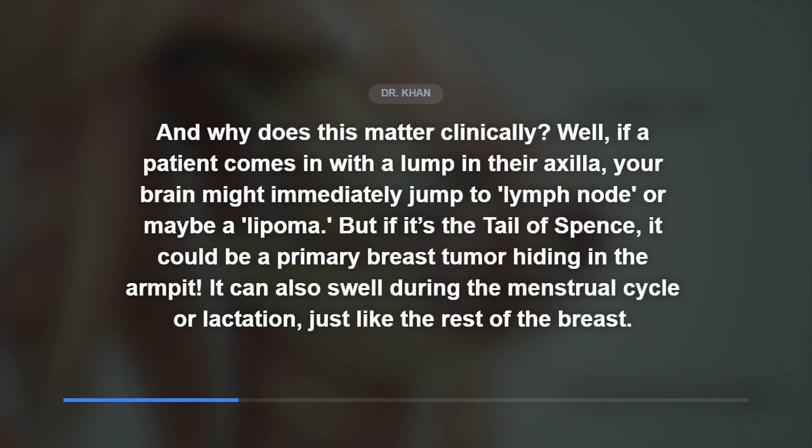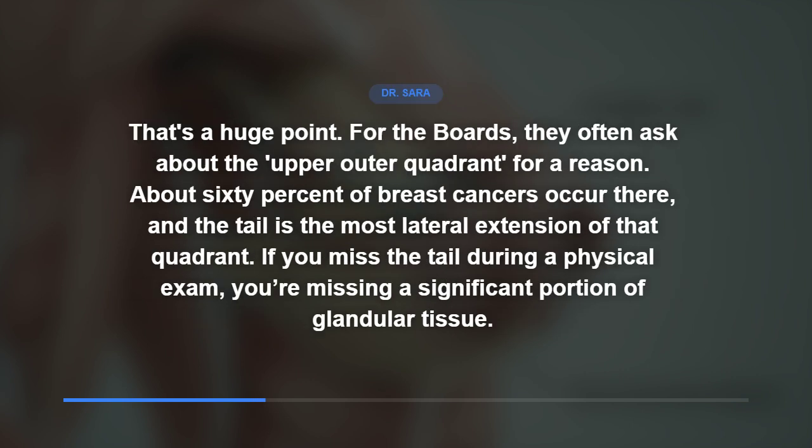Well, if a patient comes in with a lump in their axilla, your brain might immediately jump to lymph node or maybe a lipoma. But if it's the tail of Spence, it could be a primary breast tumor hiding in the armpit. It can also swell during the menstrual cycle or lactation, just like the rest of the breast.